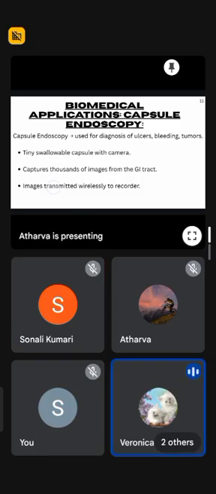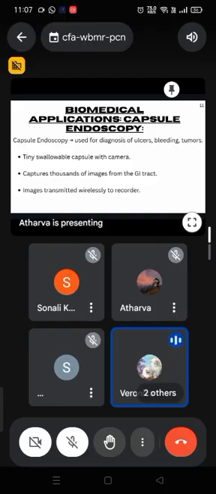Here we see the important biomedical application, which is capsule endoscopy. Capsule endoscopy is used for diagnosis of ulcers. It captures thousands of images from the gastrointestinal tract. Those images are transmitted wirelessly to a recorder.